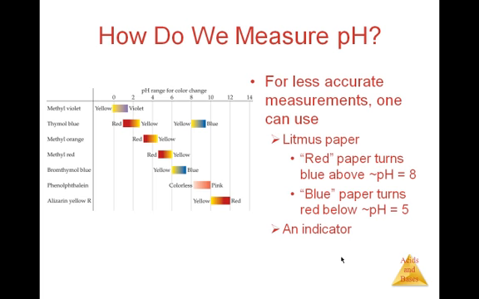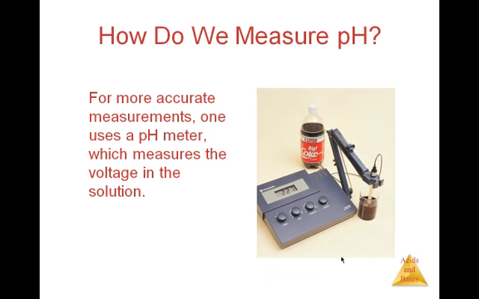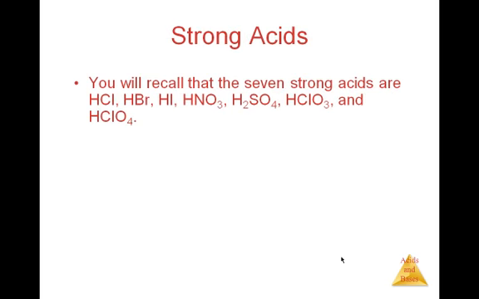We also like to use indicators with titrations that can give us a little bit more precise reading about the pH of a solution. One of the more precise ways is to use pH meters, which measure how much electricity conducts through the solution. Remember, acidic and basic solutions are electrolytes, so they conduct electricity, and we can measure the voltage in that solution, and that can give us a reading that we can translate into a pH reading.